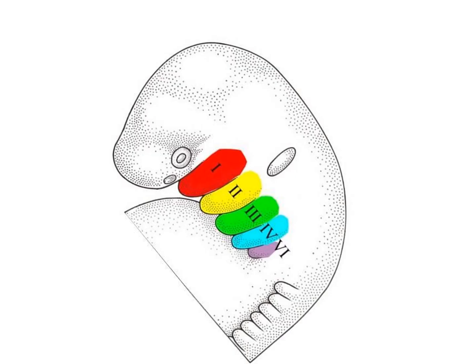This drawing represents the presence of the pharyngeal or the branchial arches. It is numbered 1, 2, 3, 4 and 6. 5 is missing in the human.